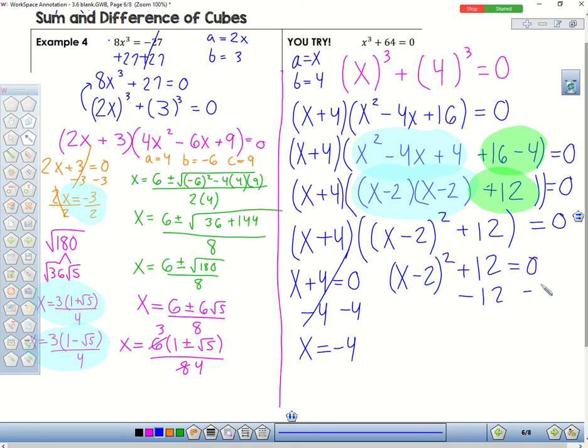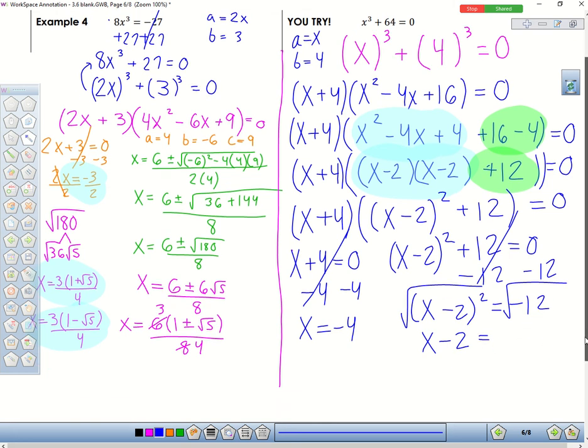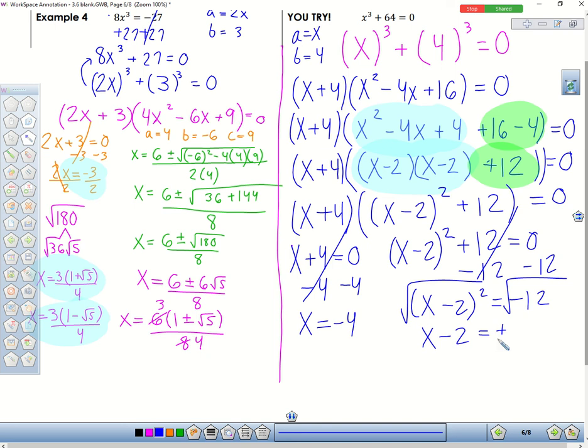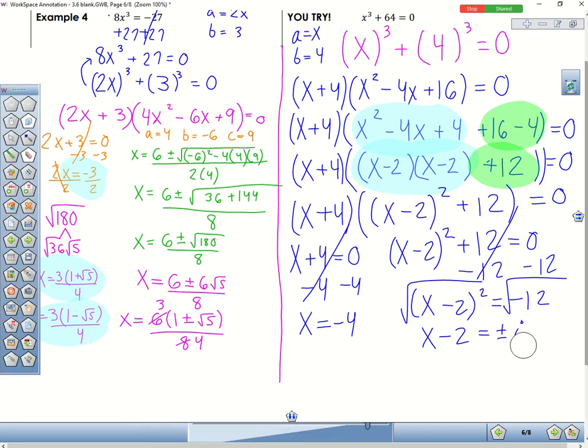And over here I subtract 12 on both sides, which gives me x minus 2 squared is equal to negative 12. I have to take the square root of both sides, which gives me x minus 2 is equal to, when I take the square root of a negative, what letter do I use? I. So this becomes plus or minus i. Well, that's fine. And then what is the square root of 12 simplified to?